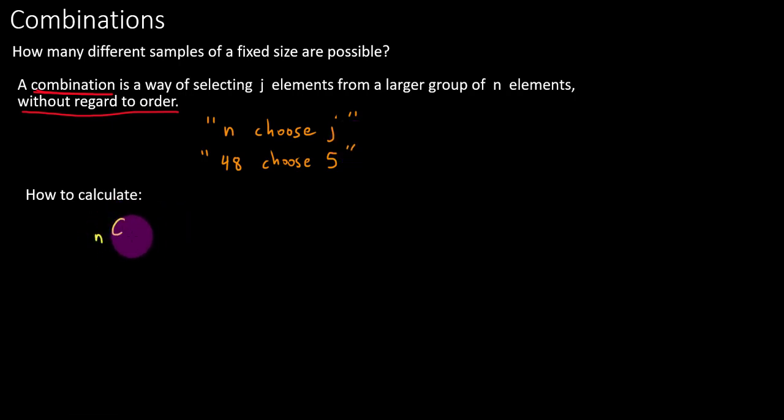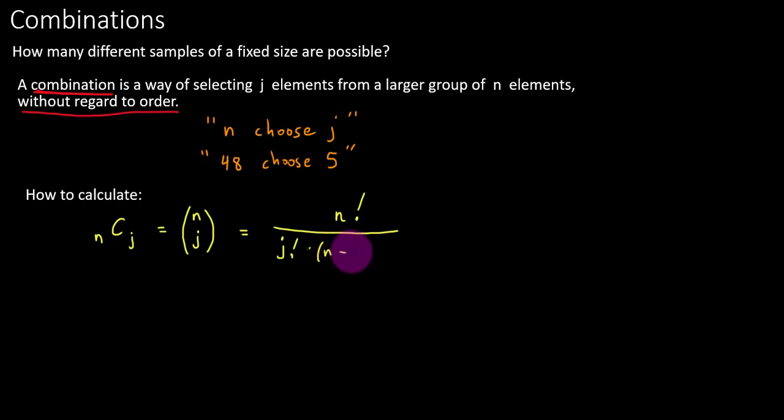N choose j is often written as such, where there's a capital C and a subscript n and j on opposite sides. Another popular way to denote this is it almost looks like a fraction, but it's not. These are just the numbers n, j stacked on top of each other with a tall parenthesis. The formula is n factorial over j factorial times n minus j factorial.